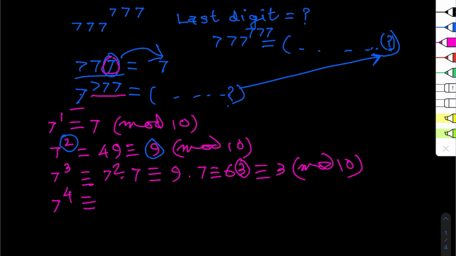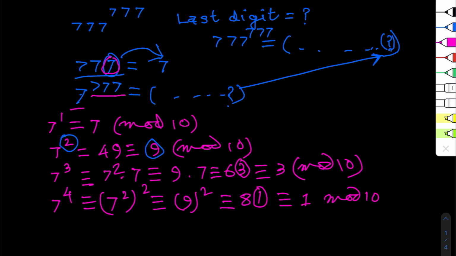and next 7 to the power 4. 7 to the 4 is nothing but 7 square whole square. So for 7 square we get 9, so it is 9 square, which is 81. So the unit digit here is 1, so congruent to 1 mod 10. That means for 7 to the power 4 we get 1 as the last digit, or when divided by 10 it will give the remainder 1.